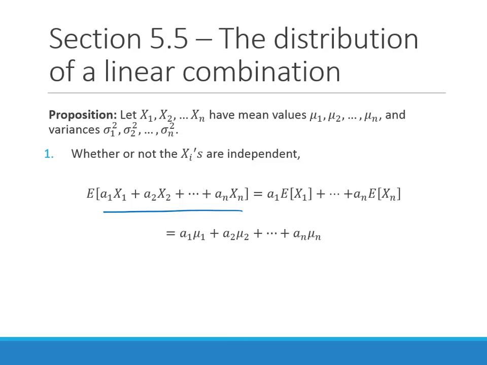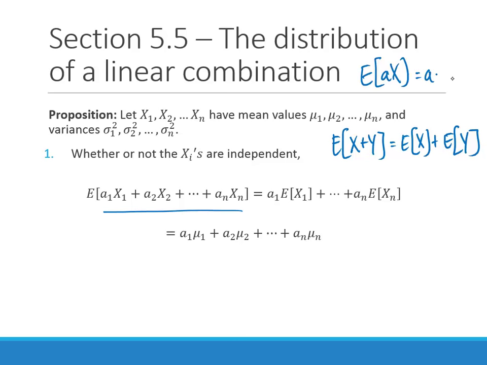I'm taking the expected value of that, and I can distribute. This is just like what we've seen before, that the expected value of x plus y equals the expected value of x plus the expected value of y. So if I'm taking the expected value of a sum, I can split that up and take the expected value of each piece, and also take the constant outside. The expected value of a times x is just a times the expected value of x. That should be familiar from a long time ago now. And this is true regardless of whether or not the xi's are independent.